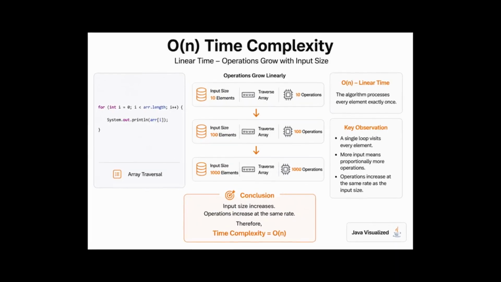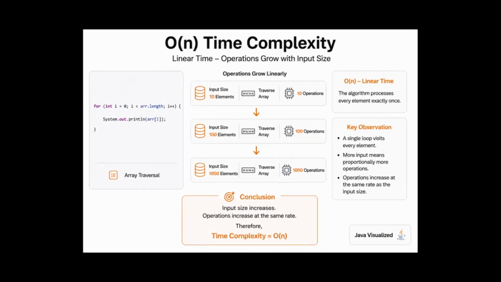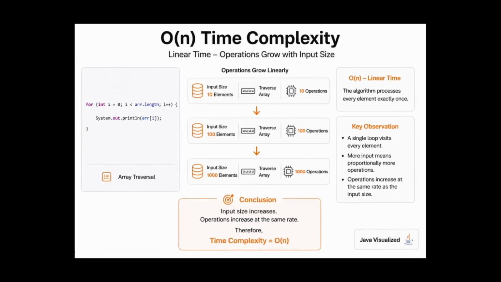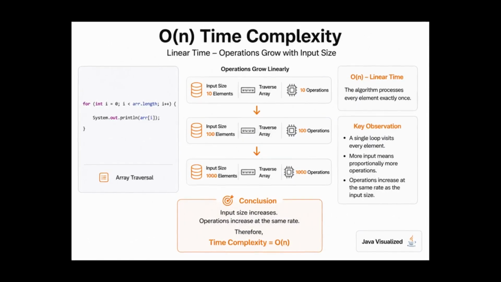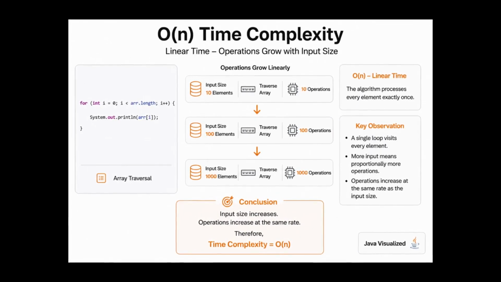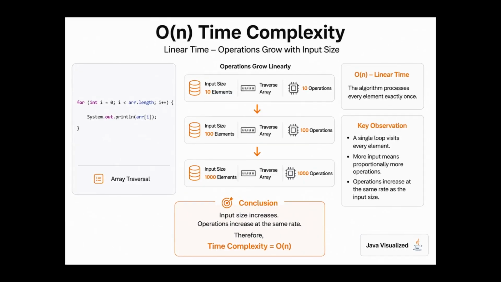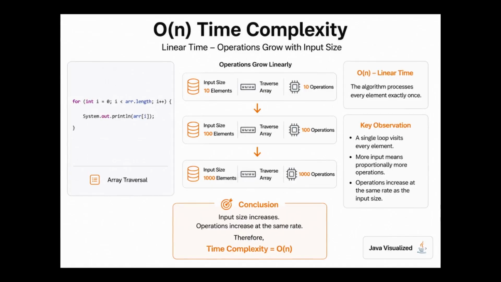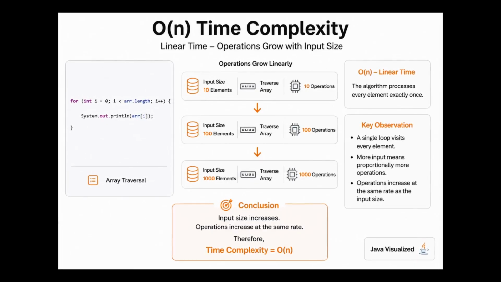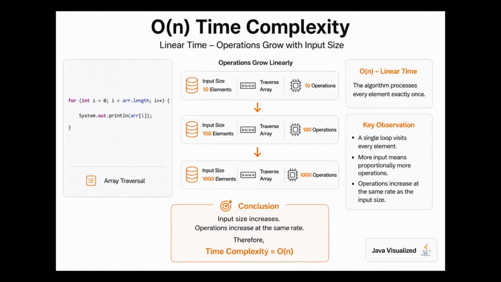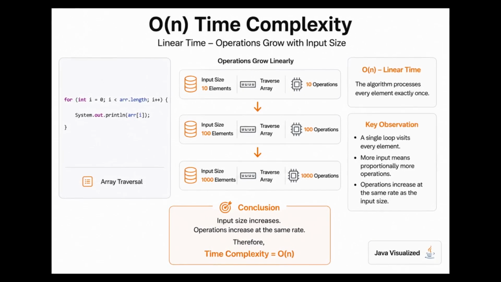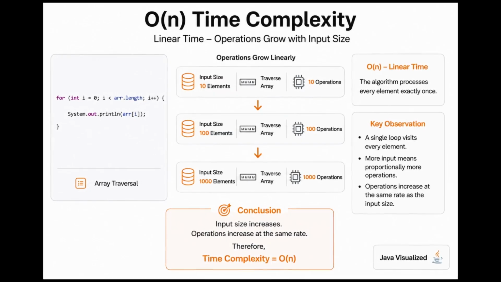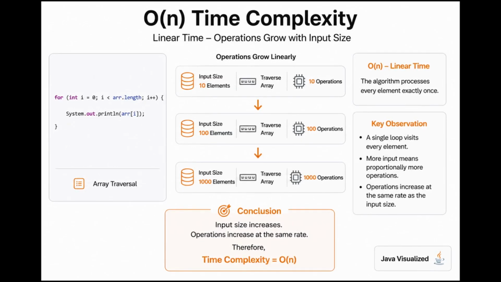Now let's understand O of n, also known as linear time. An algorithm has O of n time complexity when it processes every element exactly once. A simple example is traversing an array using a single loop. If the array contains 10 elements, the loop executes 10 times. If it contains 100 elements, it executes 100 times. And for 1000 elements, it executes 1000 times. Since the number of operations increases in direct proportion to the input size, the time complexity is O of n.